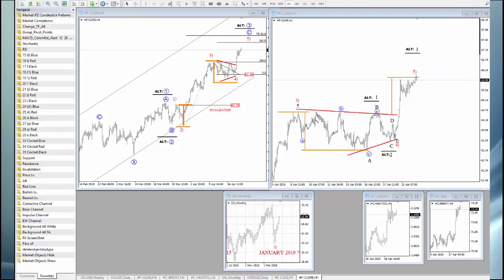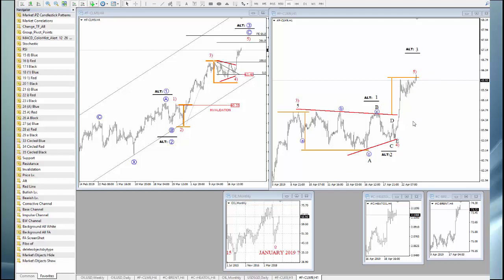So what I do is I take the widest leg of a triangle, which was obviously wave A, and then I take this leg and project it from the breakout point, which was here because I connected these swing highs. Okay, this was a breakout point, and this is the zone where we just stopped recently.